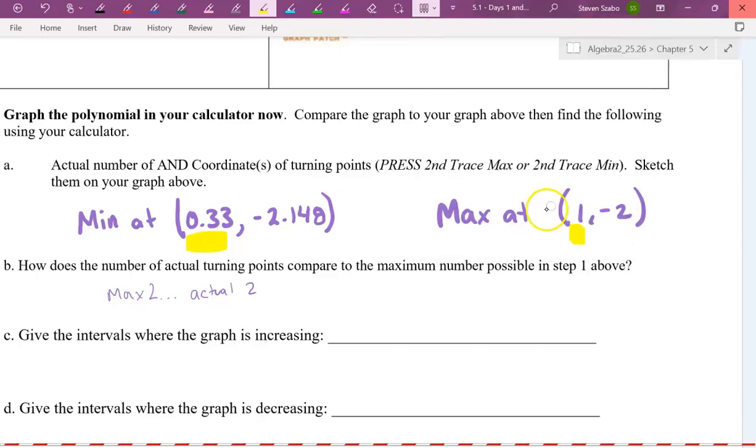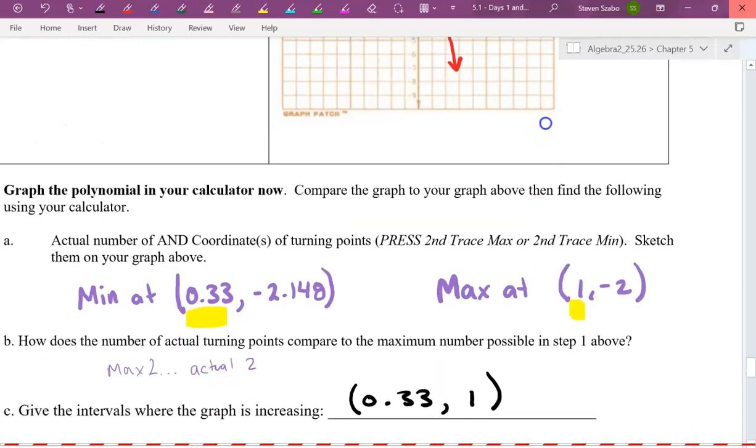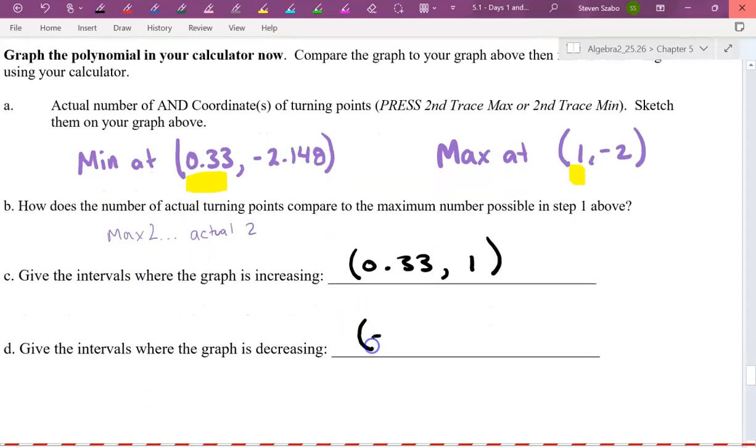My function is increasing from 0.33 until 1, and that's it. It's decreasing here to the left and here to the right from negative infinity until I get to 0.33, the union, again, with everything from 1 until positive infinity.